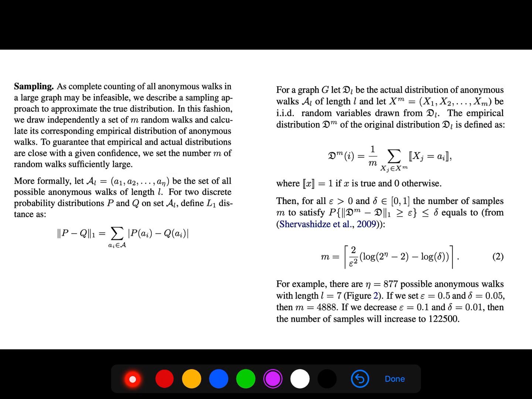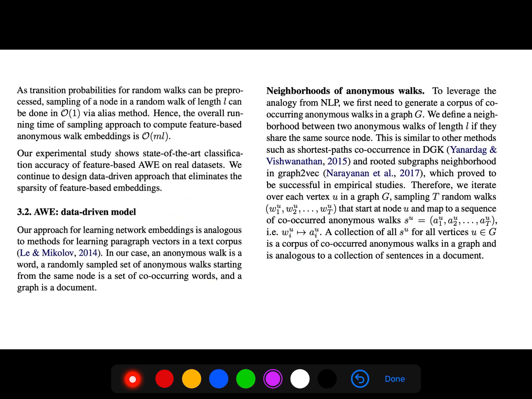So for two discrete probability distributions, P and Q, we can define their L1. This is the L1 distance between two distributions. And our approach is analogous to the method of learning paragraph vectors in this paper, because there is an interesting analogy between words in a sentence and the nodes in a graph. So you get the idea.